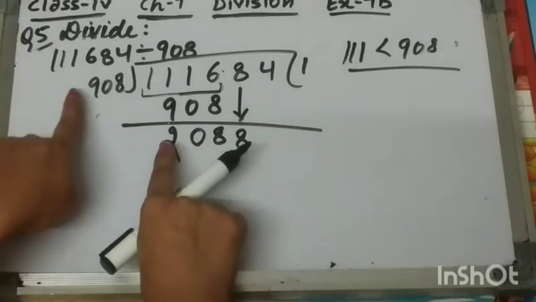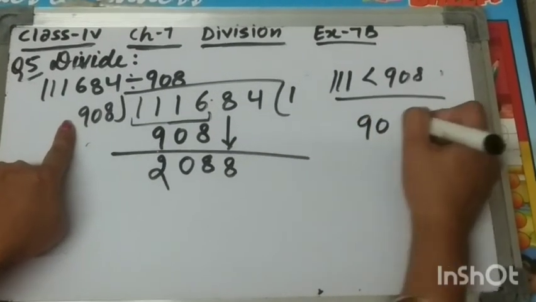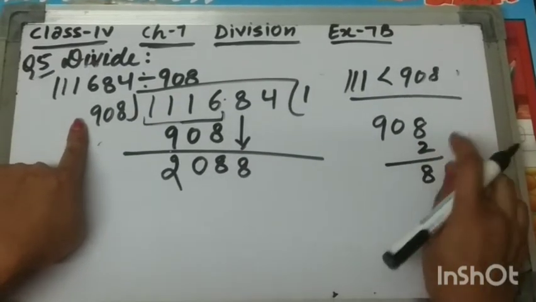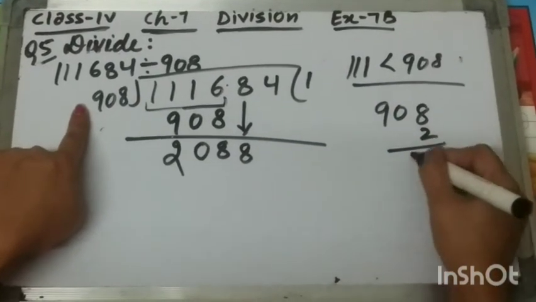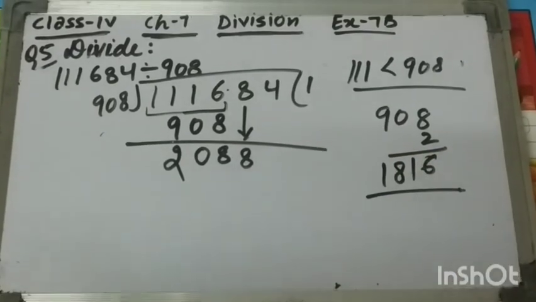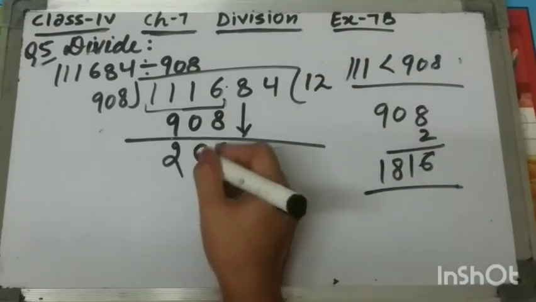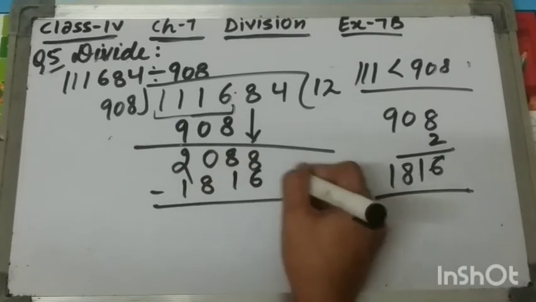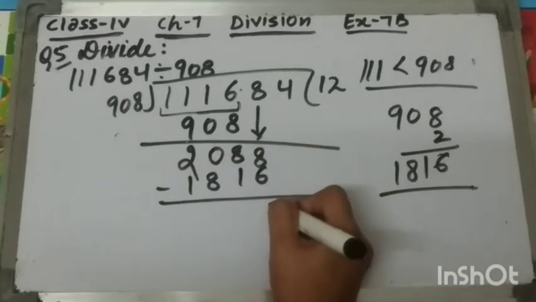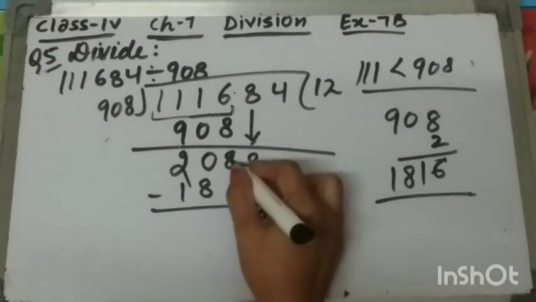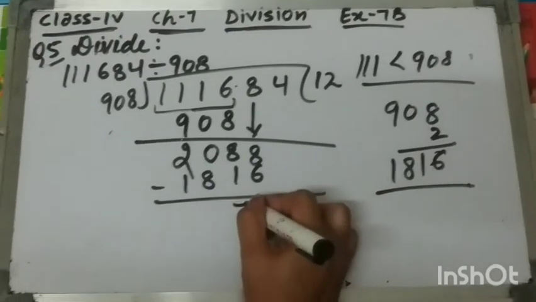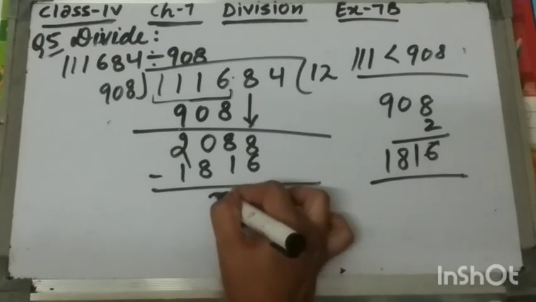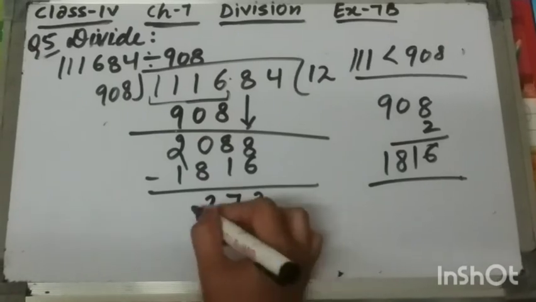It's 20 and it's 9. So check it at 2 because 9 2s are 18. 908 2s are 1816. Now subtract these two numbers. 8 minus 6 is 2. 8 minus 1 is 7. 10 minus 8 is 2 and 1 minus 1 is 0.